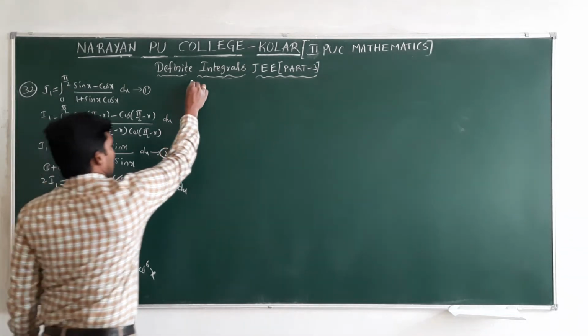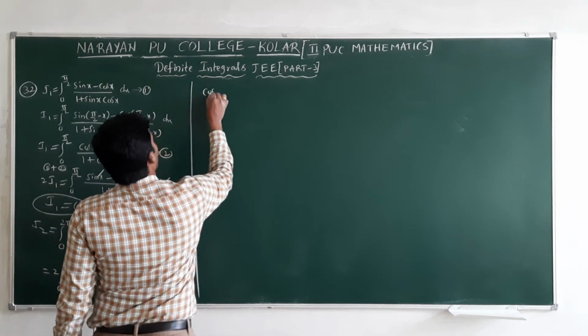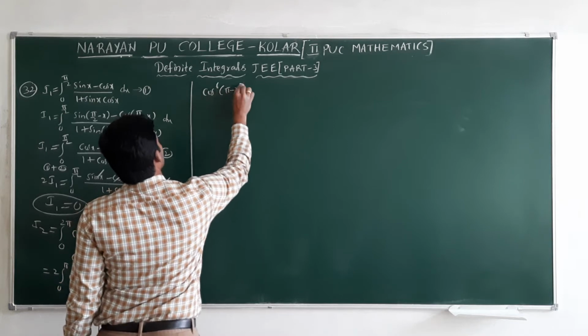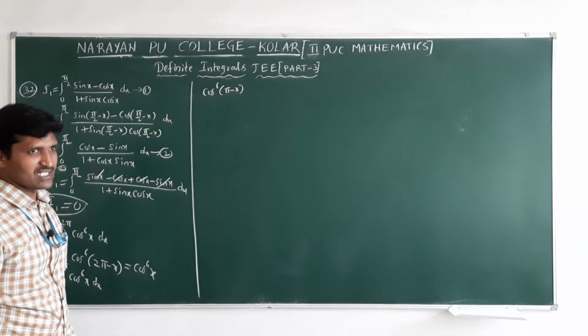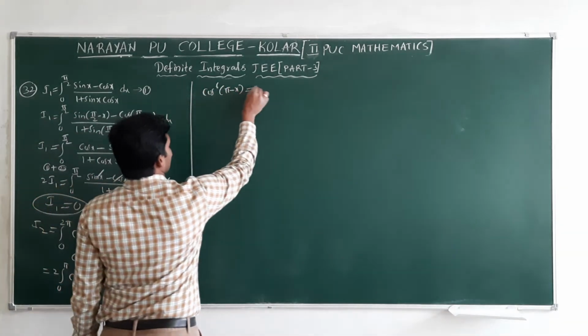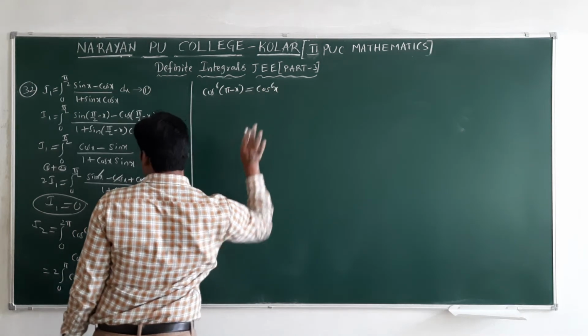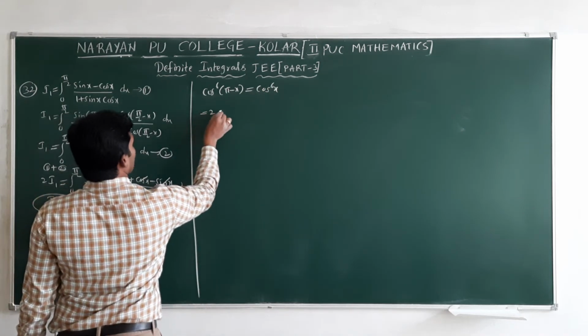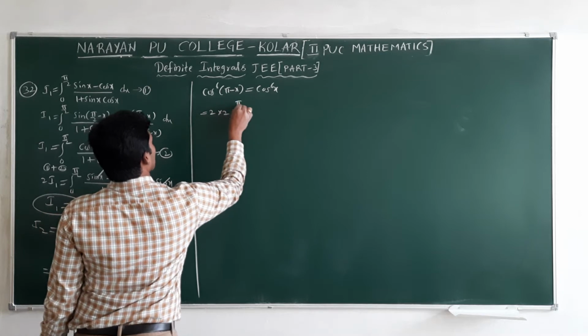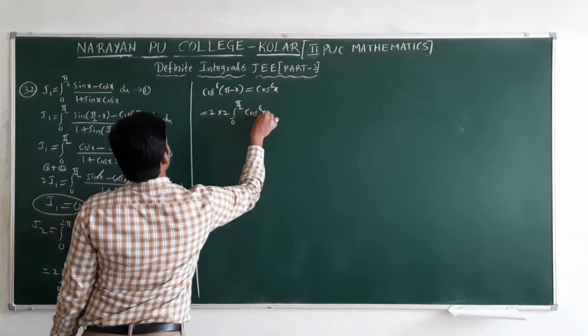Again you will check one more time. cos^6(π − x): cos(π − θ) is −cos θ only, but with the whole power 6, this also is positive and equal. Again you will write one more time: 2 into 2 ∫ from 0 to π/2 of cos^6 x dx.